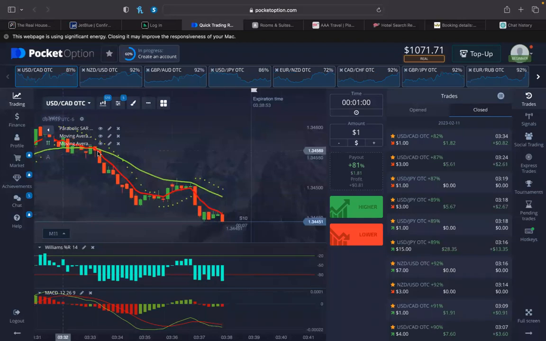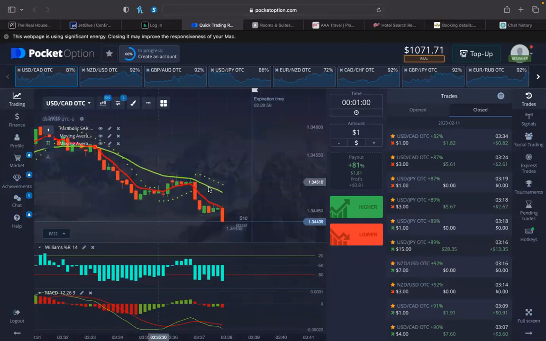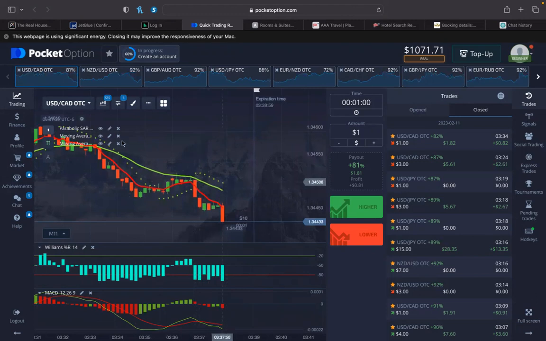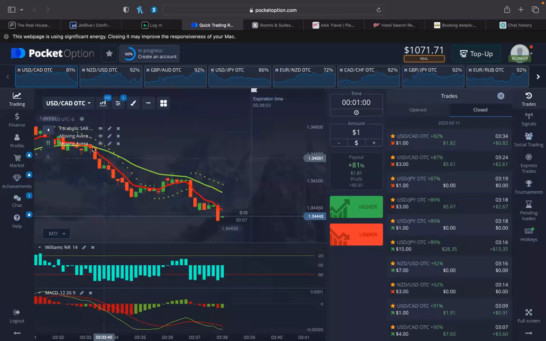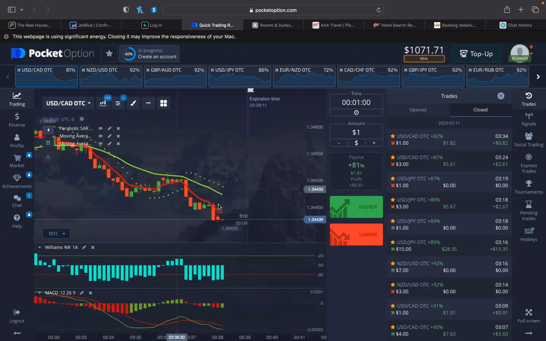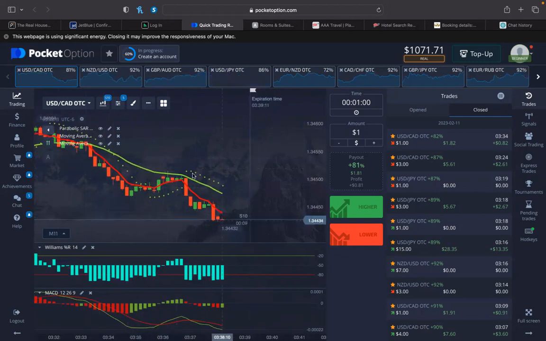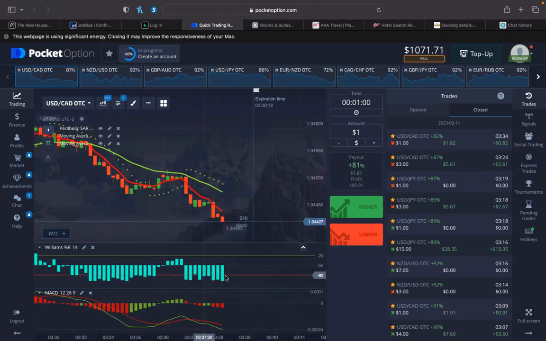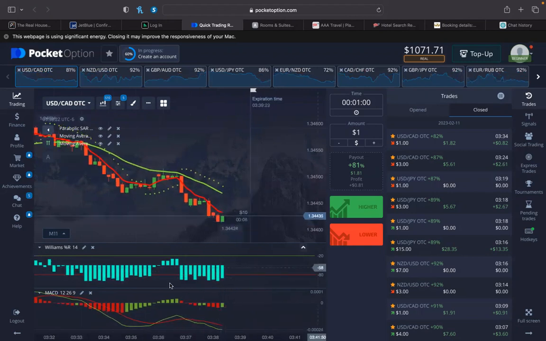So here on the top, I also have the parabolic SAR, which we know that if it's a sale, it's going to be below. So what I'm looking for is on the top side of my screen, I want the red line to be above or below the green. Here it's below, so obviously it's a sale. And we also have the PSAR. We have the Williams percentage here. It's in a sale because it's below the 50.